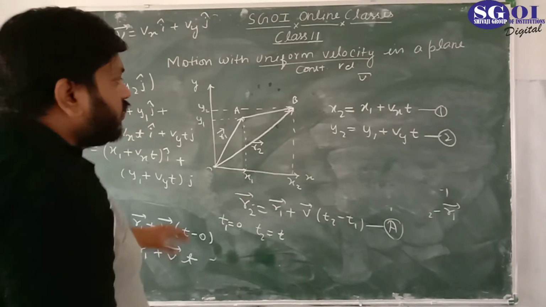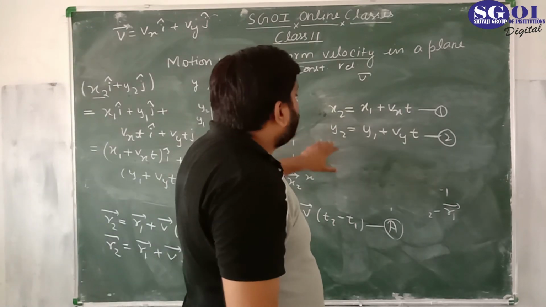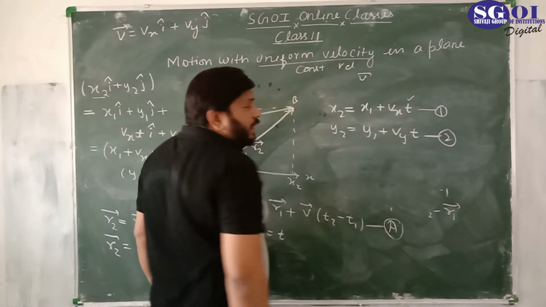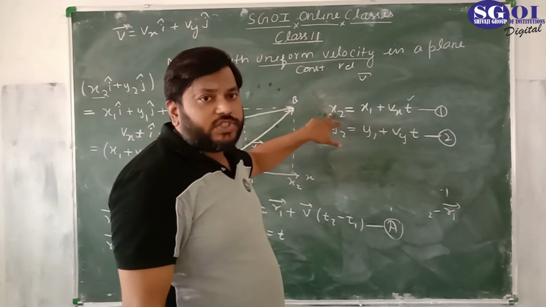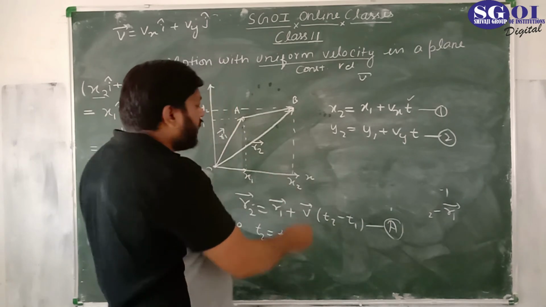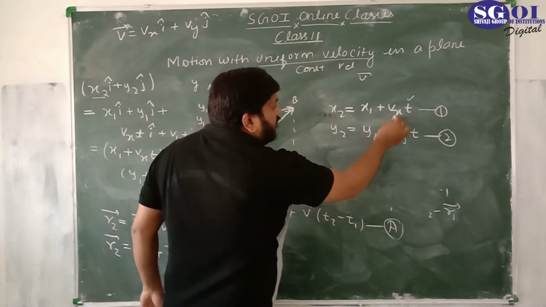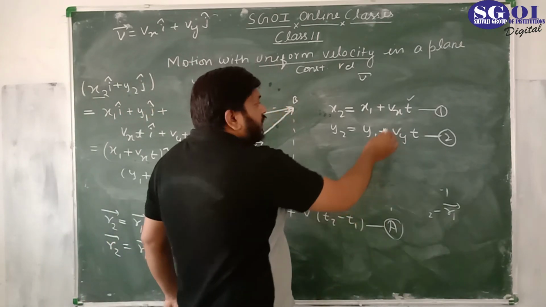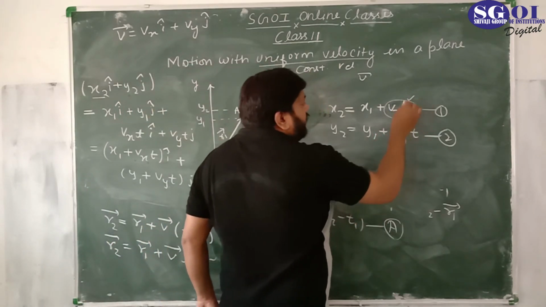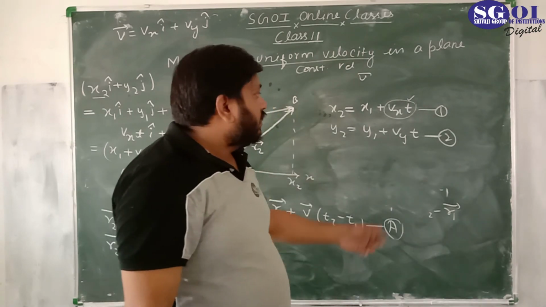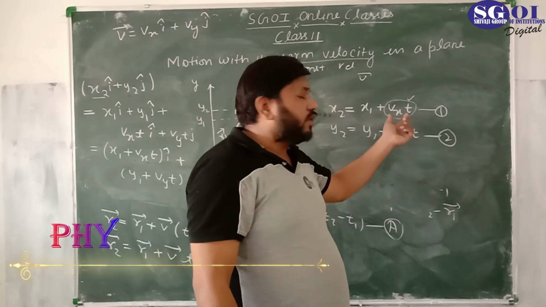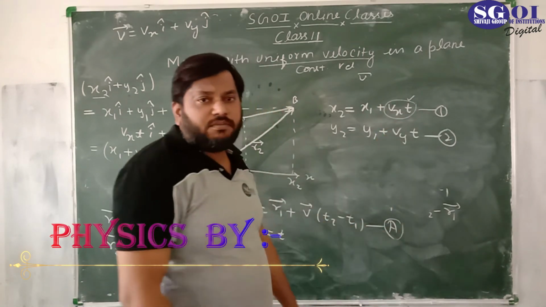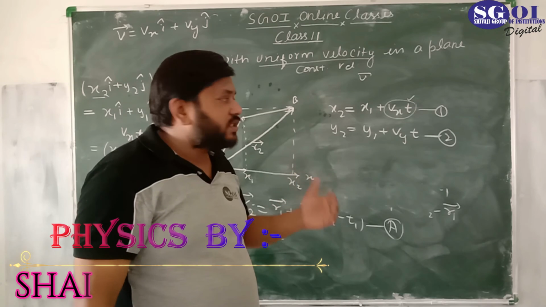So we can see here, students, that the position x2 after time interval t depends on this. This is the position on the x-axis, the x coordinate, which depends in the same way as we have seen in one dimensional motion on the quantity vxt, distance, we can say distance is equal to speed into time. So this quantity represents the same thing which we have seen in one dimensional motion.